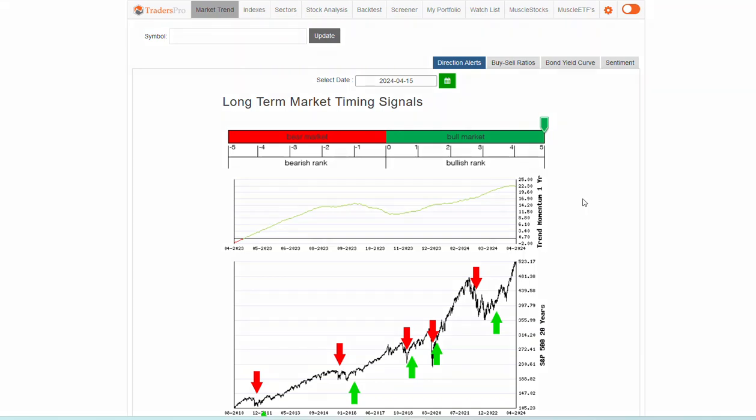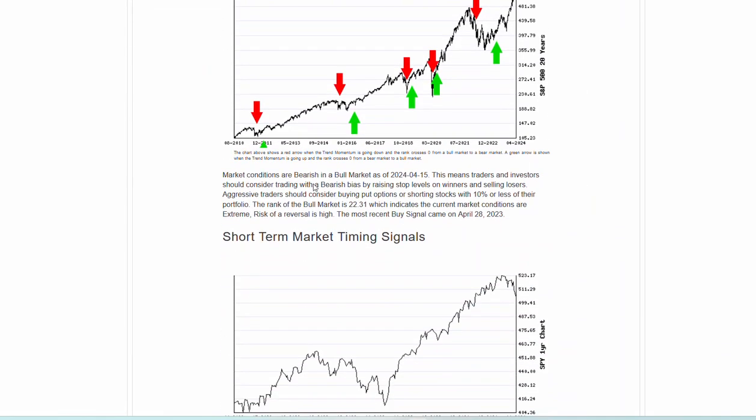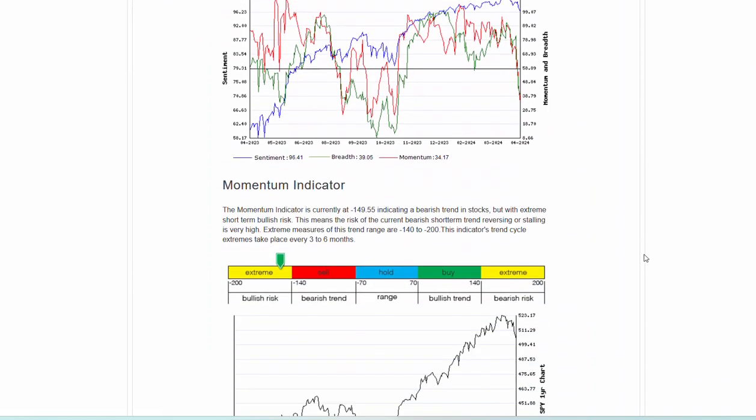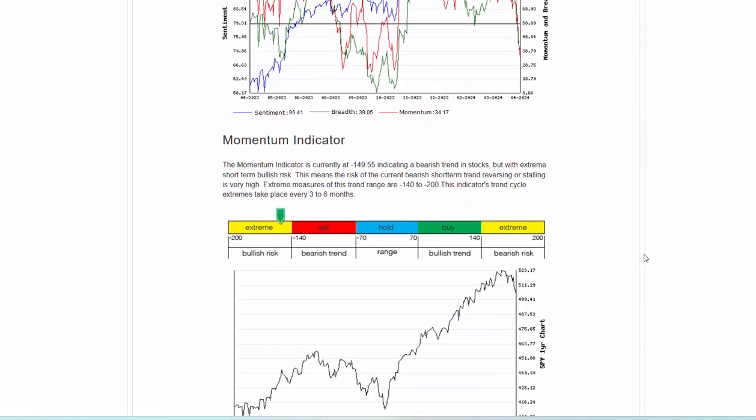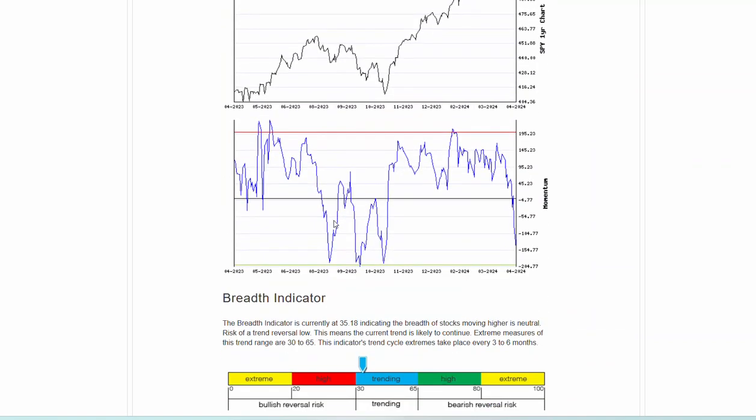Market conditions are bearish in this bull market and accelerating to the downside. We've seen some of the shorter term indicators here. We're seeing momentum really aggressive to the downside, now entering that extreme location on the reversal risk. We'll look at that pattern here in just a moment.